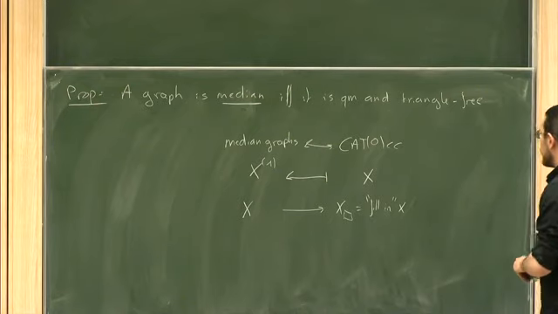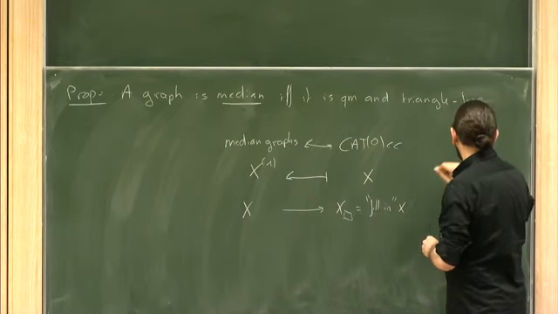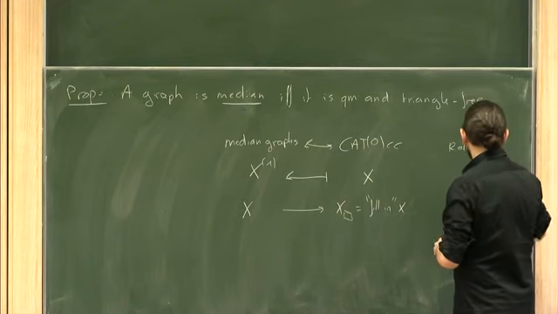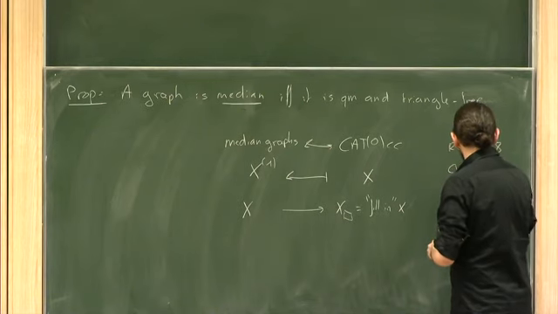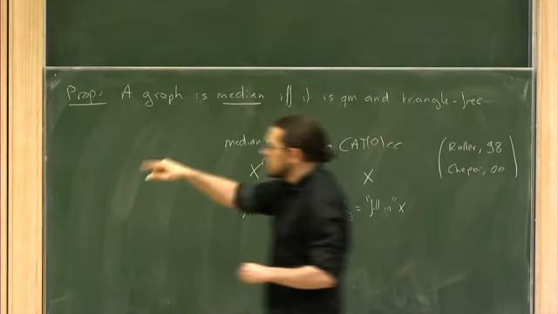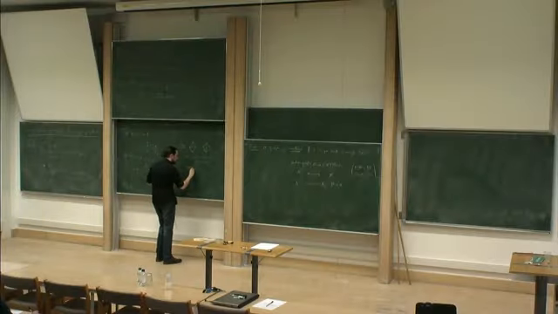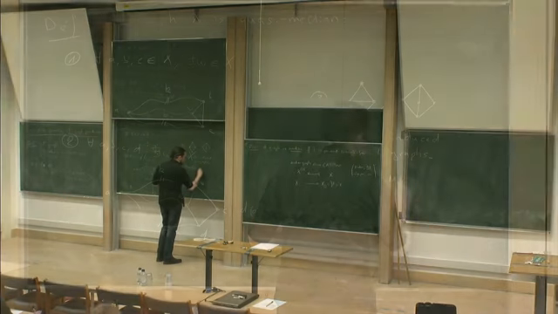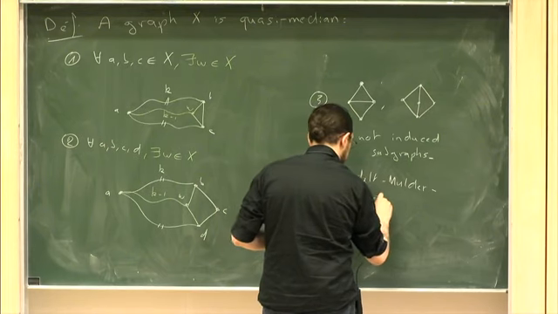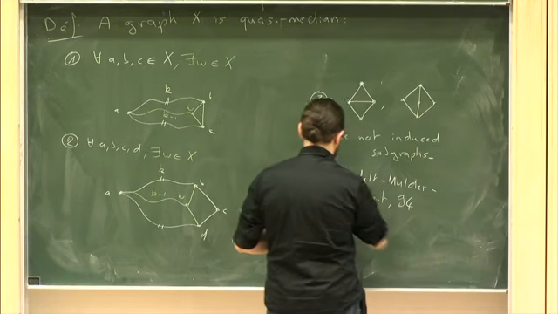I should add some names here. So this correspondence was proved independently by Martin Roller in 1998 and by Victor Chepoï in 2000. And this definition was introduced in a paper written by Bandelt, Mulder and Wilkeit in 1994.